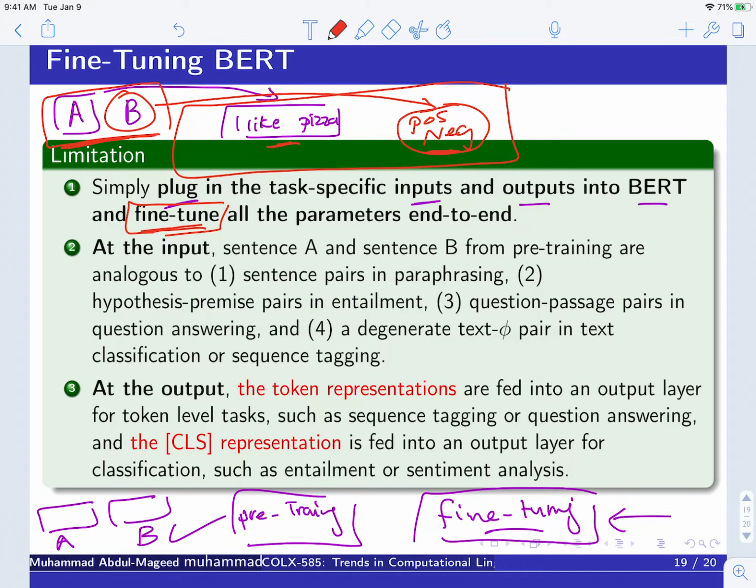Okay, so they are saying that sentence A and sentence B from the pre-training are analogous to whatever we will be doing in the downstream task. I have given you the example of text classification here, which is what sentiment analysis is, because we have text and we have a label. So that's the text and that's the label. It's a pair, also analogous to the pair of A and B.